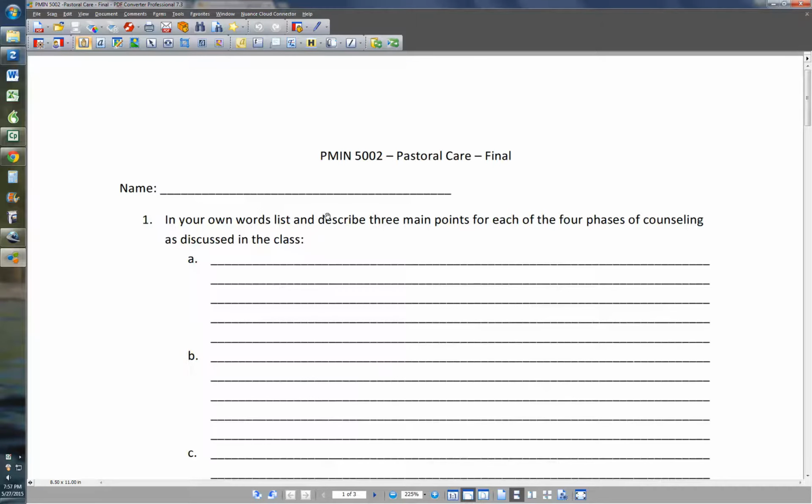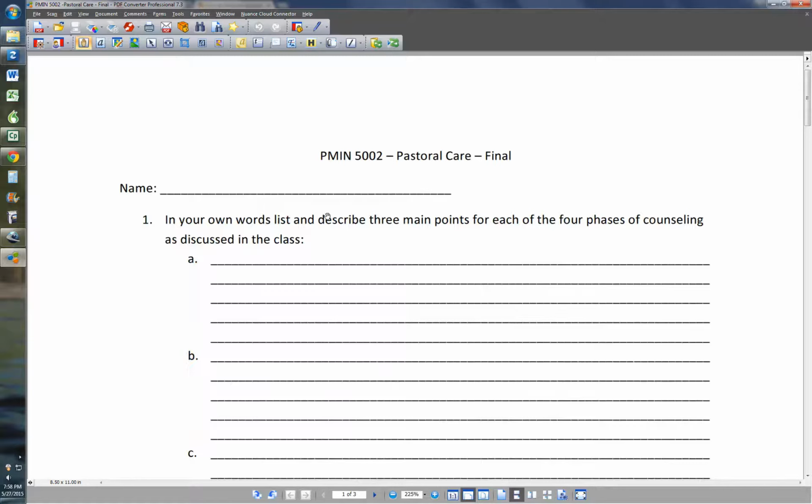Alright. First one, started off the bat with probably the hardest one. In your own words, list and describe 3 main points for each of the 4 phases of counseling as discussed in the class. A major part of the beginning of this course, and really through the whole course, has been discussing the 4 phases of counseling. Right. So clarification, formulation, and then your intervention plan, and then finally some kind of termination.